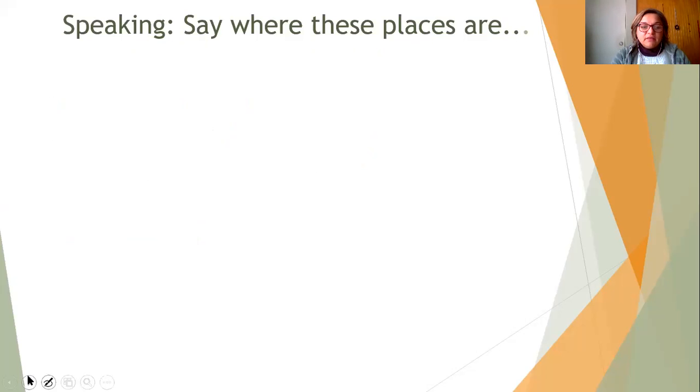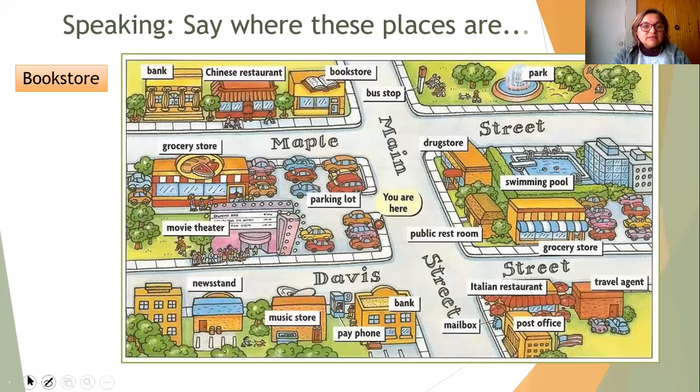We're going to say where things are. Remember in the previous classes, we were talking about where are these places located. For example, the bookstore. Where's the bookstore? Yo les preguntaba, where's the bookstore? And you told me, for example, the bookstore is next to the Chinese restaurant. The bookstore could be also across from the park. You see, there are different ways of saying where's the bookstore.